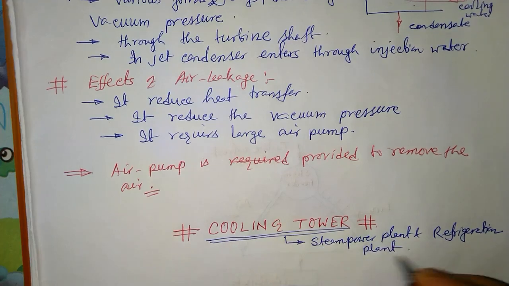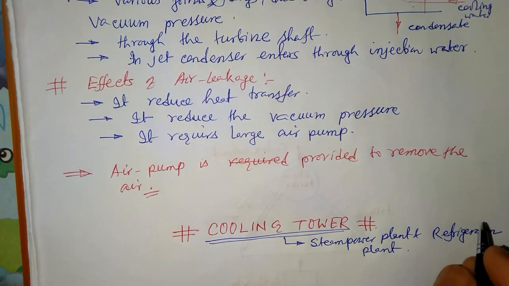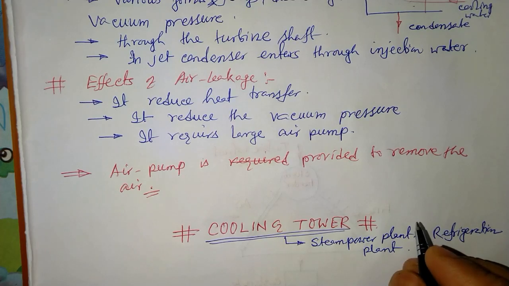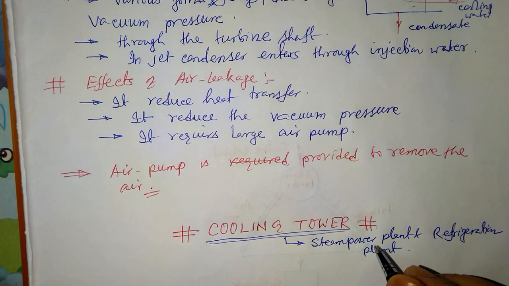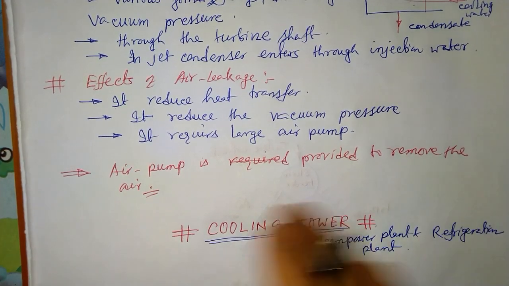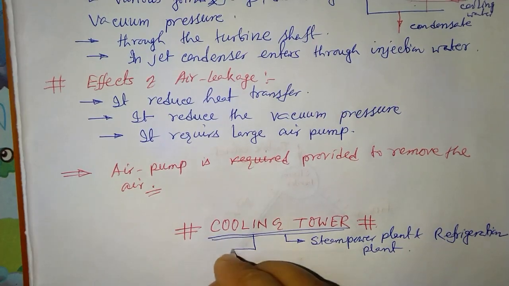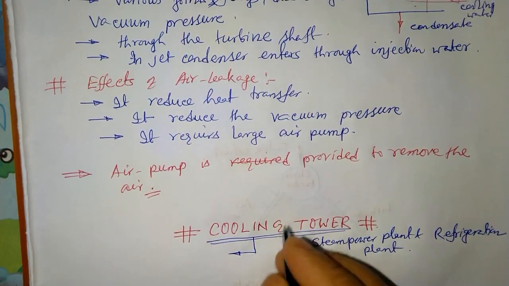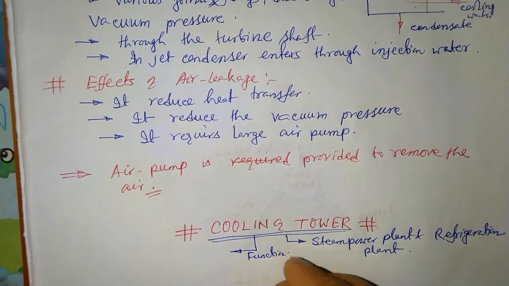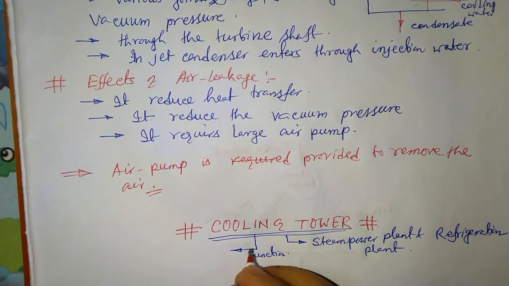Okay, cooling towers are basically used in steam power plants and refrigeration plants. Wherever there is a change in phase of the working substance, a cooling tower is very important. Okay, so now let's see what the function of this cooling tower is. So basically it cools the hot water.